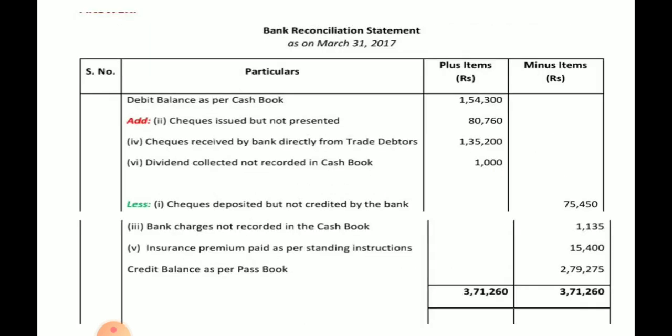Now you have to make a total of the add column and the less column, and after that you have to ascertain this balance, right? So this will be written as a credit balance as per passbook, because the minus column is less and the plus column is greater, so it will be written here. And this is the method of preparation of the bank reconciliation statement. Okay.